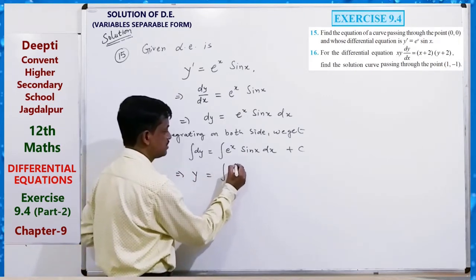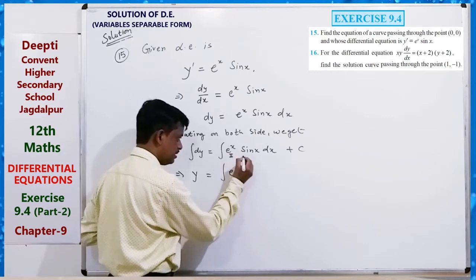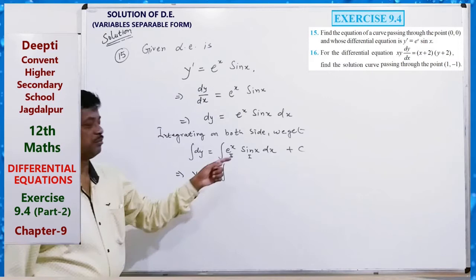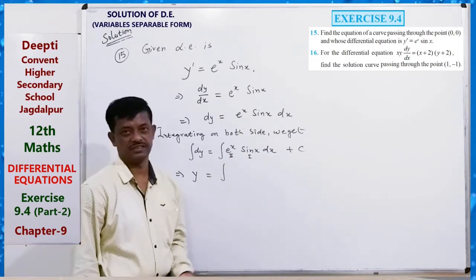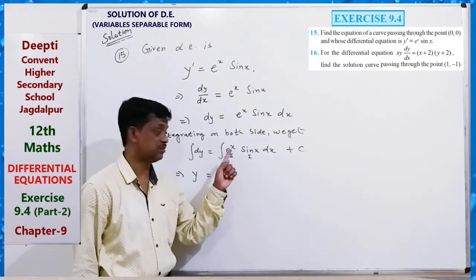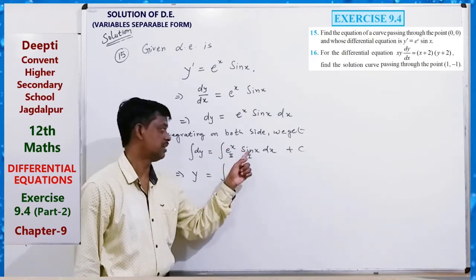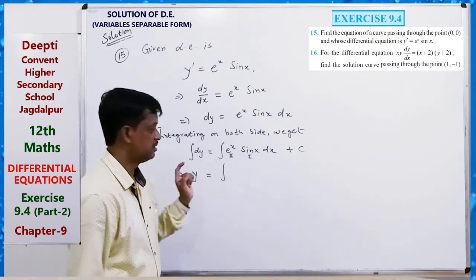e to the power x is the second function, and this is the first function. This is integration by parts, since we have a product of two functions. Here e to the power x is present, so this is the second function. Using the highlight method, sin x is the first function.